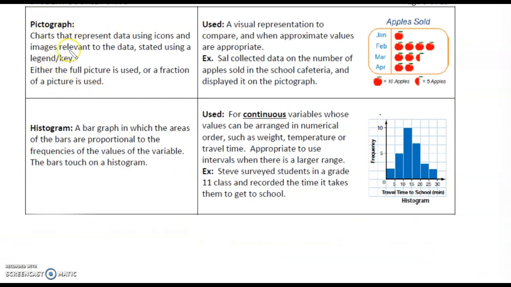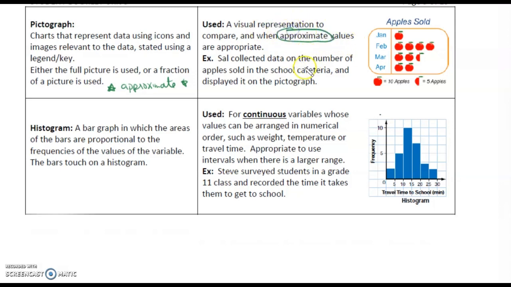A pictograph is a chart that represents data using icons, like a picture, and images relevant to the data, stated using a legend or a key. Either the full picture is used or a fraction of the picture is used. This is super approximate. So when is this used? It's used to provide a visual representation to compare and when approximate values are appropriate.